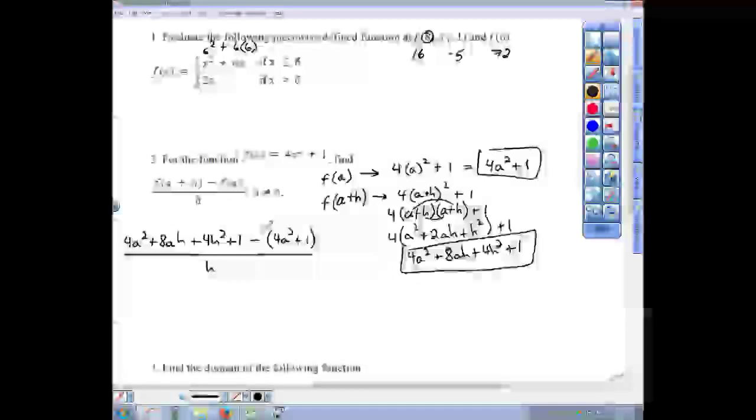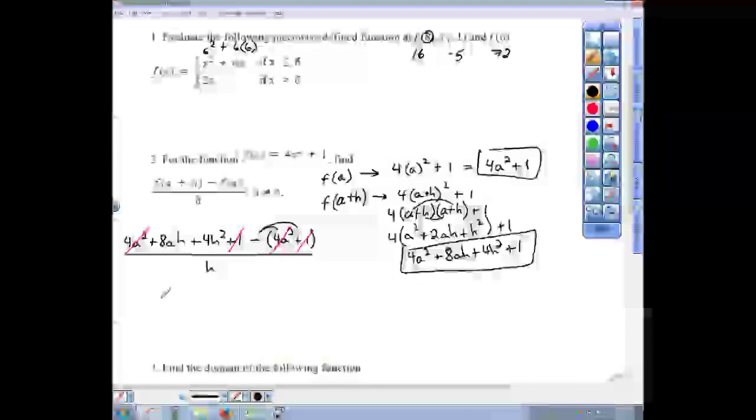Now here you'd have to distribute the minus sign. So this is really minus 4a squared minus 1. So if you look carefully now, we're going to have a minus 4a squared. It cancels with that positive 4a squared. And then, remember this is really a minus 1 because we distributed that minus sign. So that minus 1 is going to cancel with that plus 1.